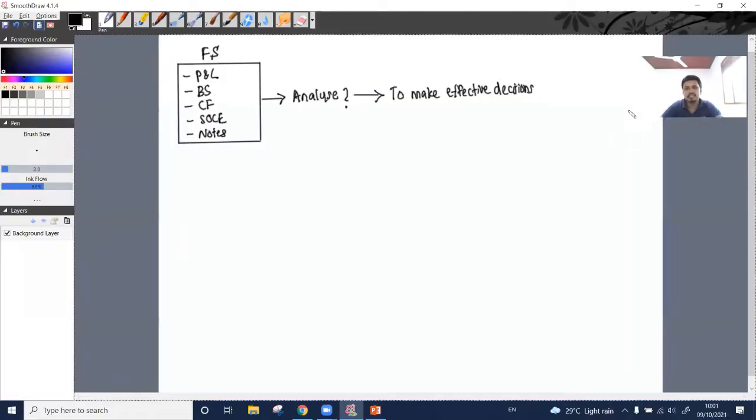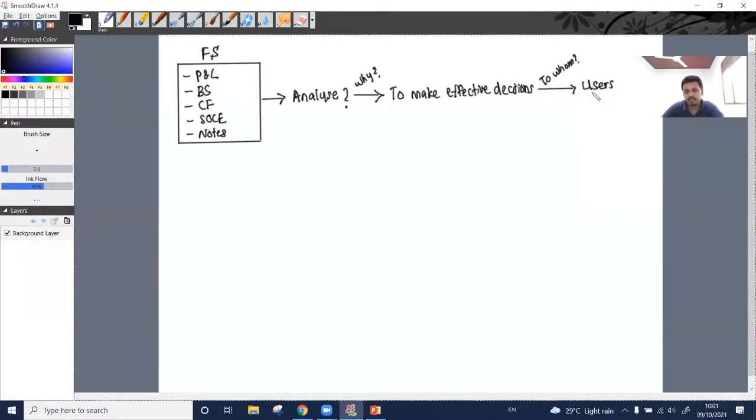Who makes these decisions? To whom? Why do we analyze financial statements? To make effective decisions. To whom? In common we call them users.